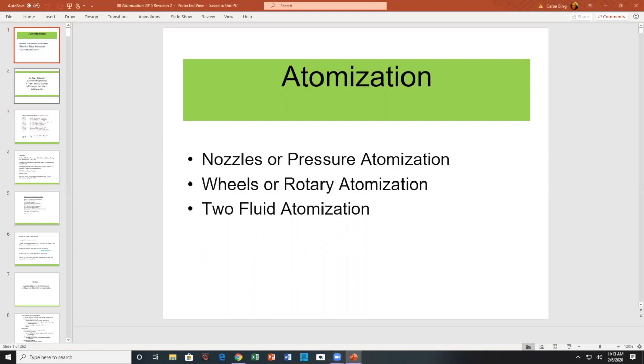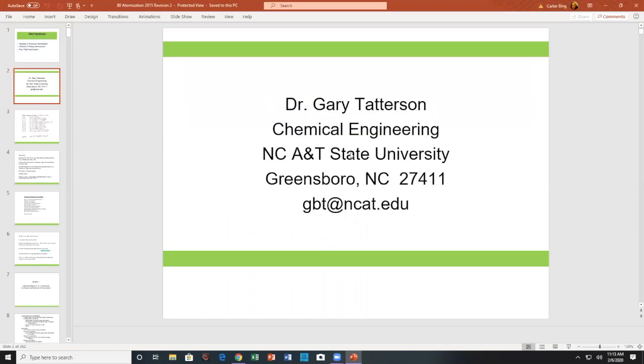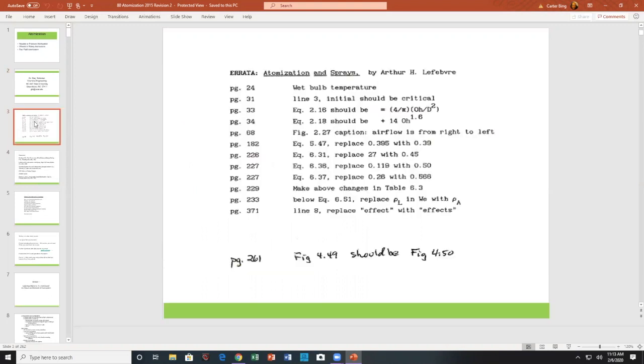My name is Gary Tatterson. I'm with Chemical Engineering, North Carolina A&T State University. We're going to rely heavily on Lefebvre's book, Arthur Lefebvre, Atomization and Sprays. And here's the errata for his book.